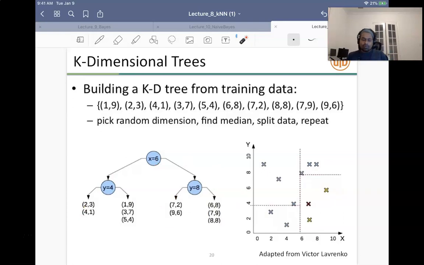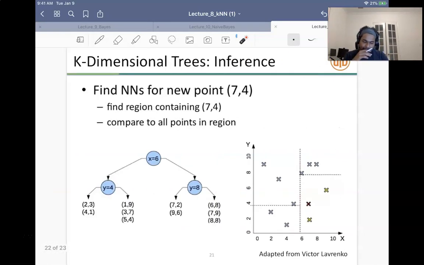Now what happens on my test instance? Given a test data point, basically given a new point, which is xt, my test, essentially what I do is find which region this belongs to, and then I find the nearest neighbor belonging to this region and do the prediction.